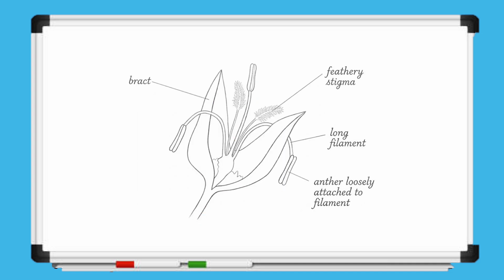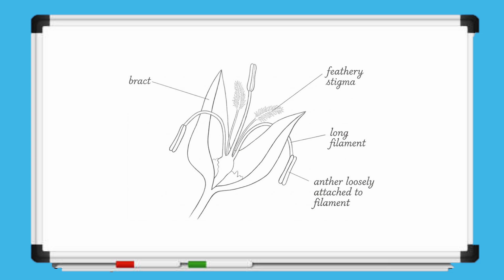Similarly, here you can see a diagram of this flower, highlighting its male and female reproductive parts. To draw this diagram, start with the main outline by sketching the basic shape of the flower, including the stem and the leaf-like bracts at the base. Next, add the reproductive organs. Draw the central female part, the pistil or carpel, with its feathery stigma on top, and then add the male parts, the stamens, with long filaments and loosely attached anthers.